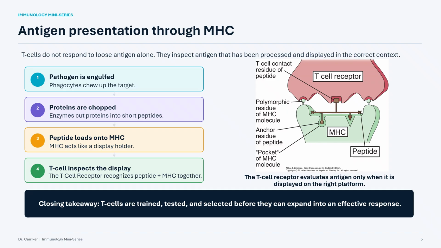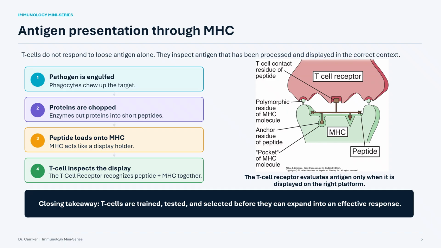So, if you ask the question, well, how does a T cell recognize antigen? The answer is not just because antigen's there. The answer is because the antigen has been processed, it's been loaded, and it's been presented through major histocompatibility complex, or MHC. So the T cell receptor evaluates antigen only when it's displayed on the right platform.